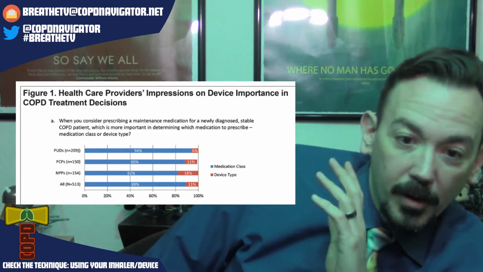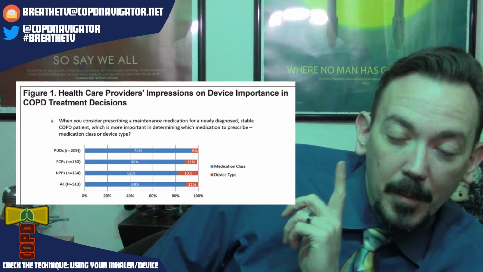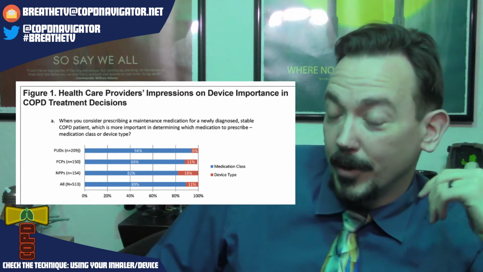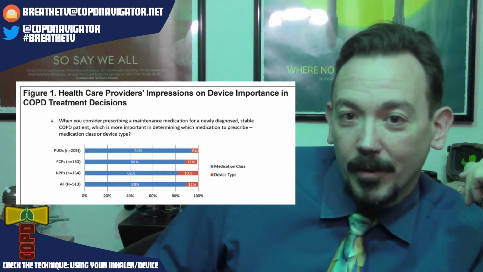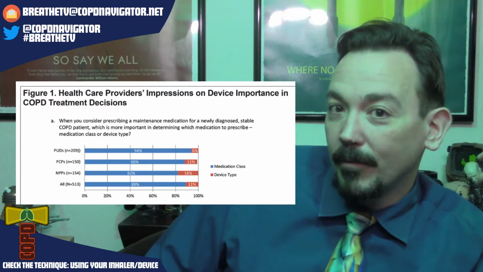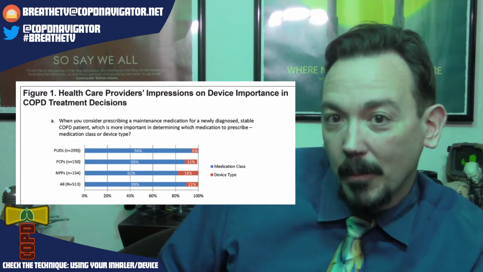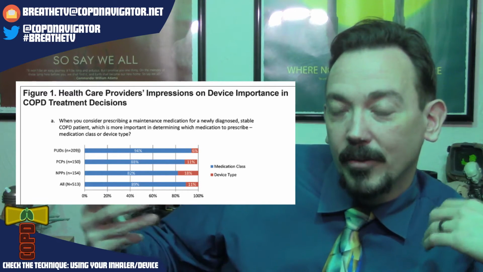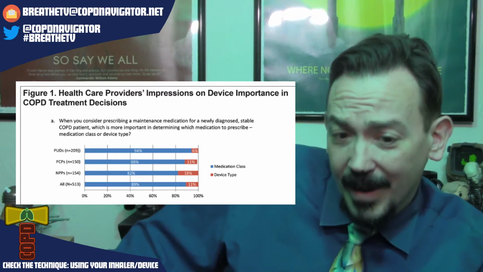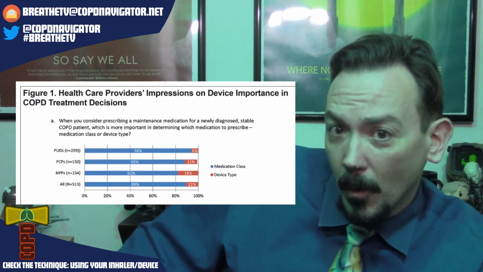This particular question was, when you consider prescribing a maintenance medication for someone new to a COPD diagnosis. So this is somebody that obviously you've done your spirometry on, right? Because everybody's getting spirometry. They're stable. This is not somebody in the middle of a flare, anything like that. Which is more important to consider? Do you consider the medication or do you consider the device? And overall, 9 out of 10 of every provider said that they consider the medication to be more important.